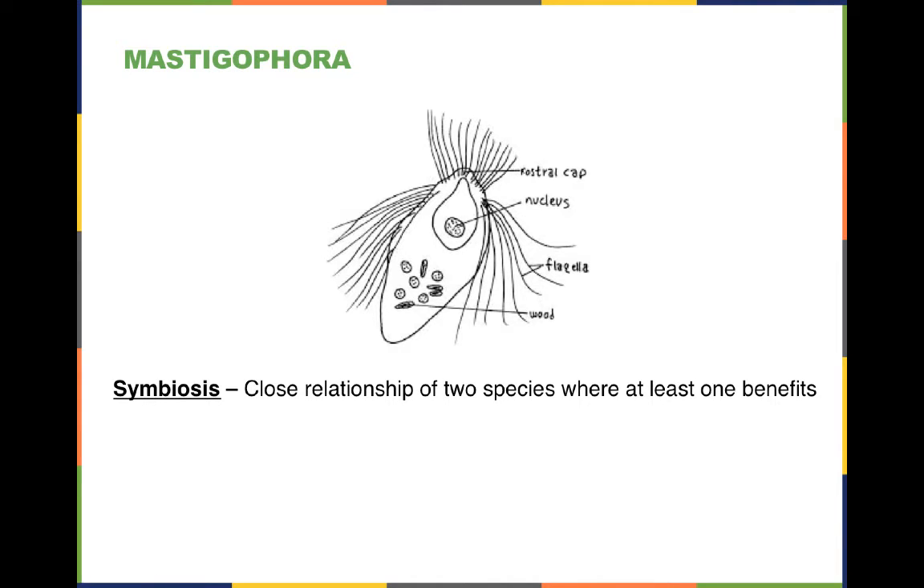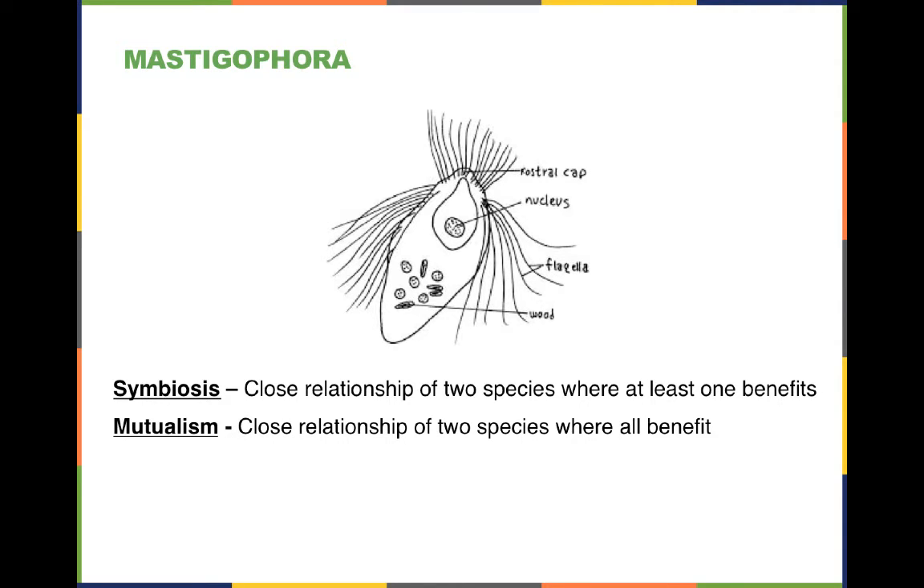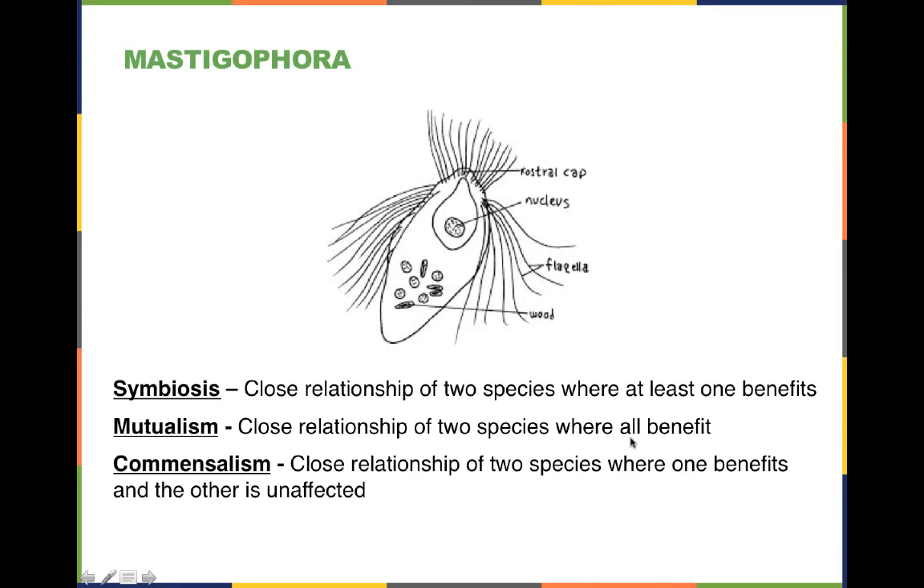Now there are different kinds of symbiosis. The first is called mutualism. Mutualism is when two or more organisms are associated with each other and all of the organisms in the relationship benefit in some manner. The second is called commensalism. Commensalism is when there's a close relationship between two or more species and one of those species benefits and the others are unaffected in any way.